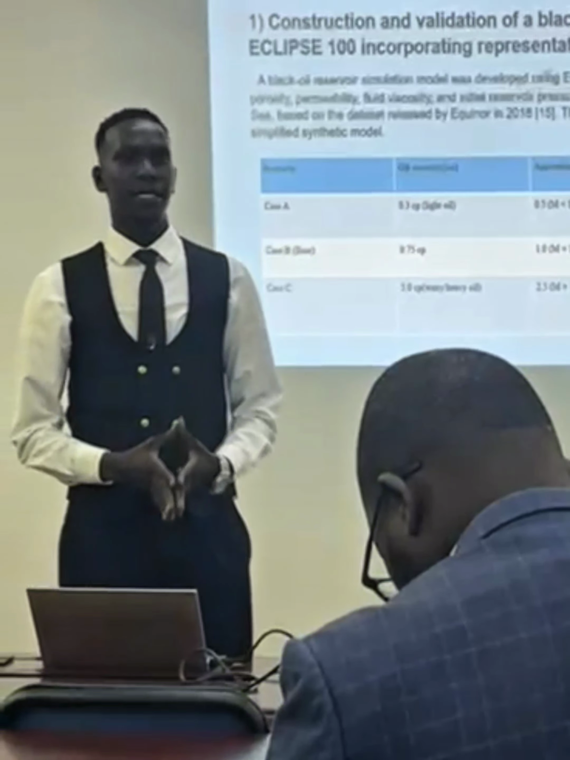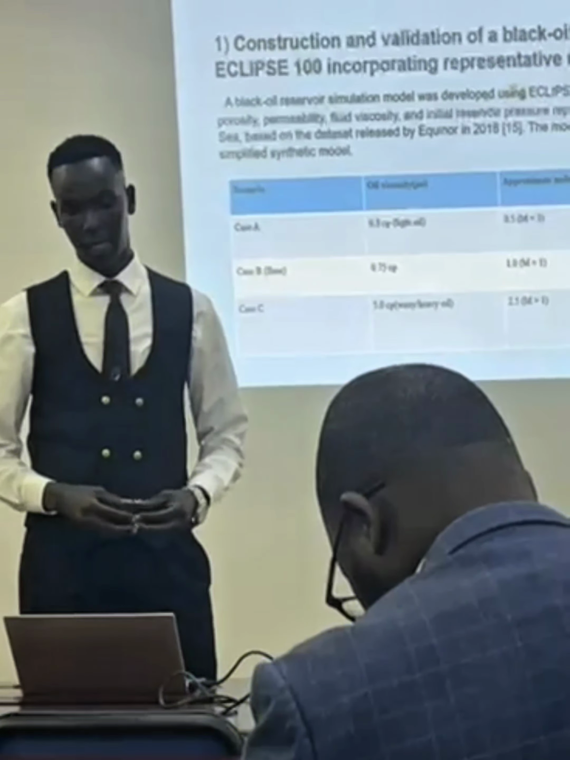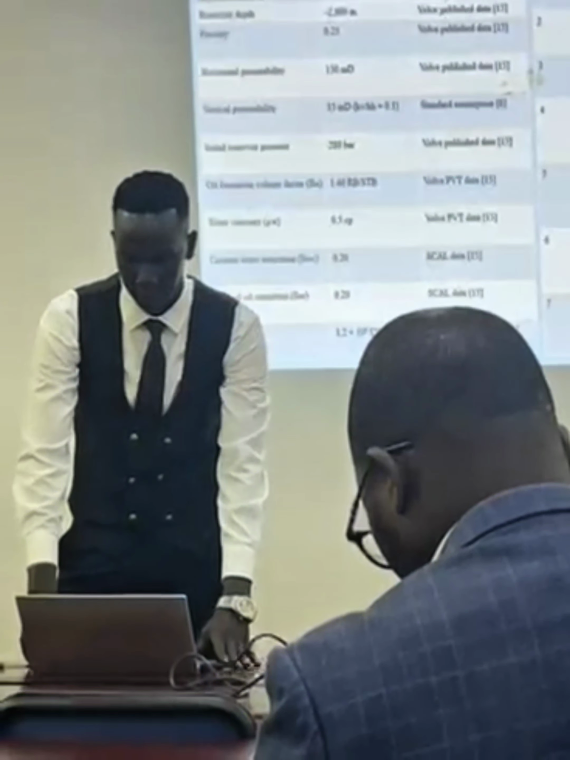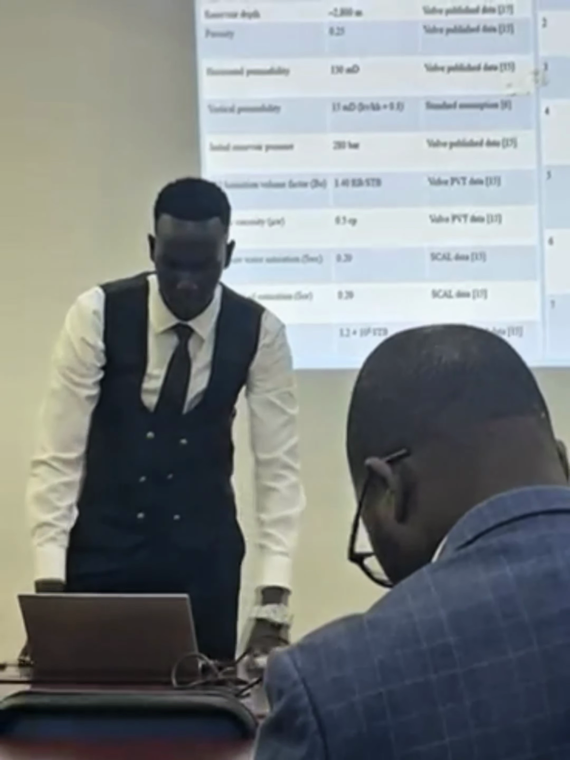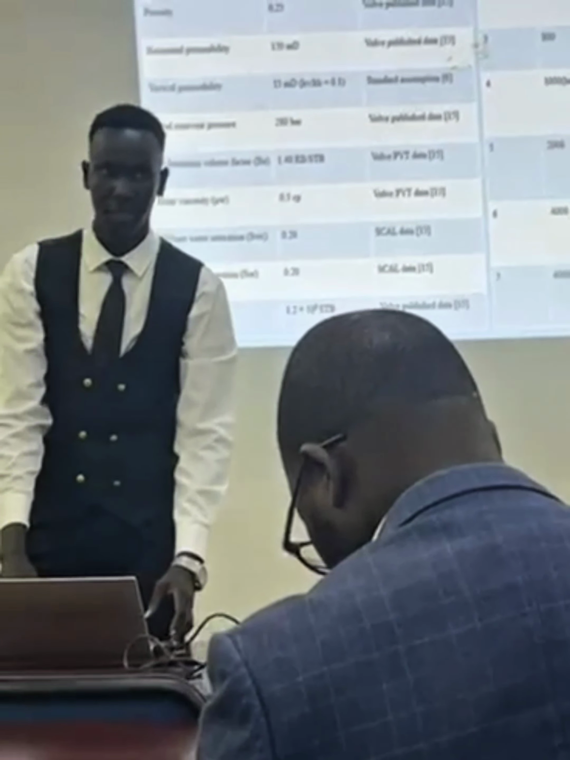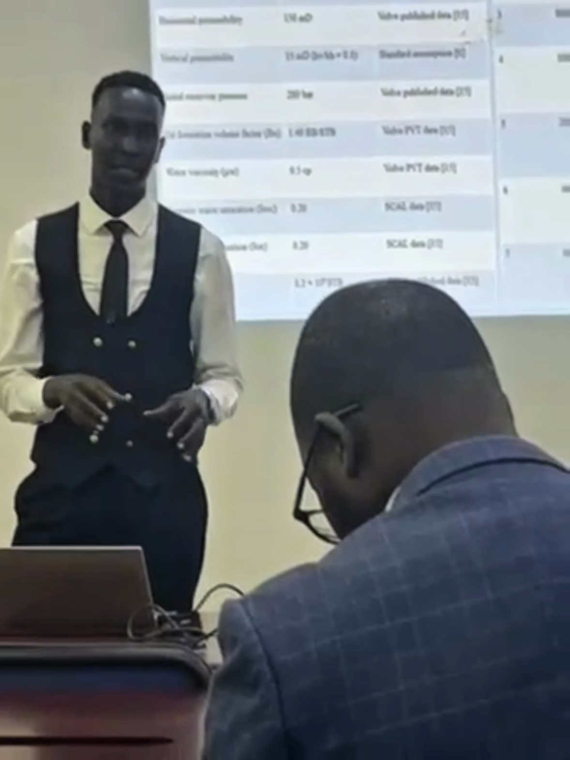My methodology, I carried it out in 3 steps. The first one was the construction of a black oil reservoir model. I used Eclipse to incorporate these different properties of the pay-zone thickness, reservoir depth, porosity, and very many others, which I got from the Volva field, and others are synthetic.